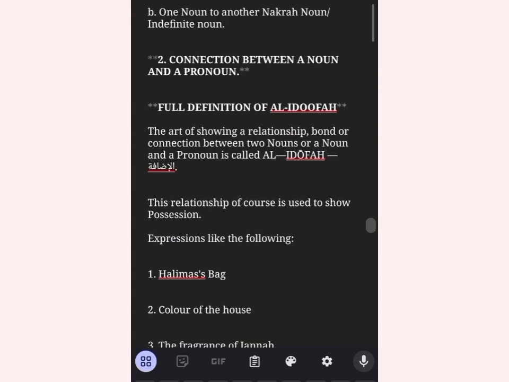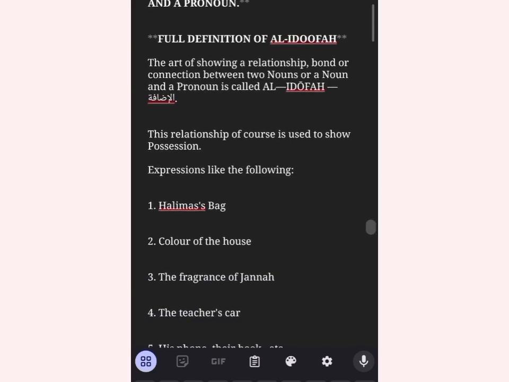Now let's look at the full definition of al-Idafiyah. It is the art of showing a relationship, bond, or connection between 2 nouns or a noun and a pronoun. So this is what is called al-Idafiyah. Basically, al-Idafiyah helps you to show a possessive relationship, an expression of possession. To shed more light on this, let's look at the following examples.